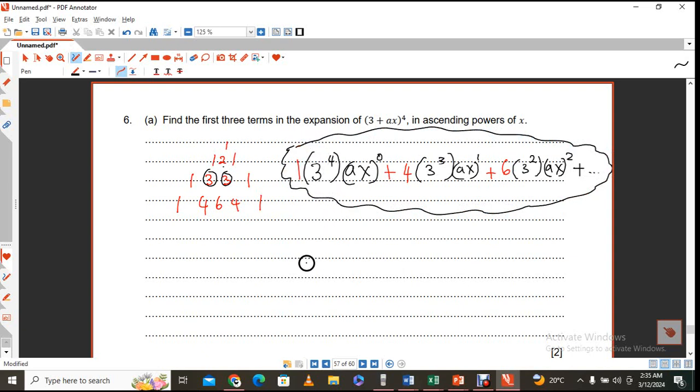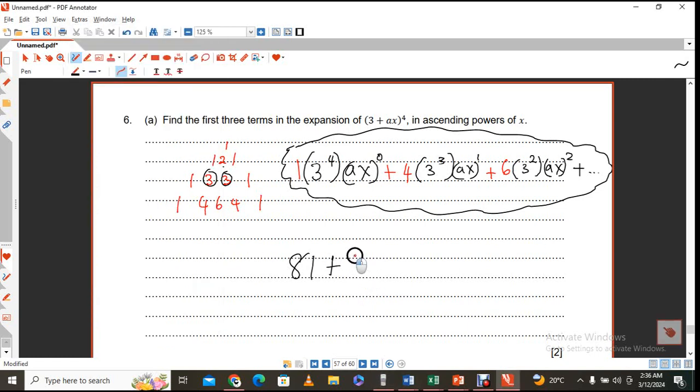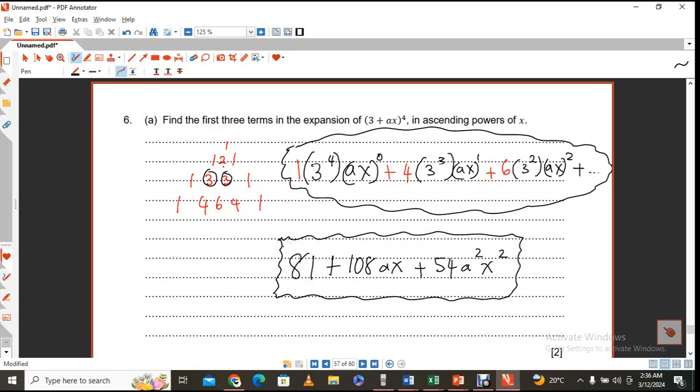So 3 raised to the power of 4 is 81. Ax to the power of 0 is just 1. Now I've got 4 times 3 cubed, that's the same as 4 times 27. That's 108, so I have 108 ax. Plus, now I've got 6 times 9, that is 54, then a squared x squared. That's the first three terms that you are looking for. Find the first three terms, term 1, term 2, term 3, okay? So this is the first three terms using Pascal's triangle.